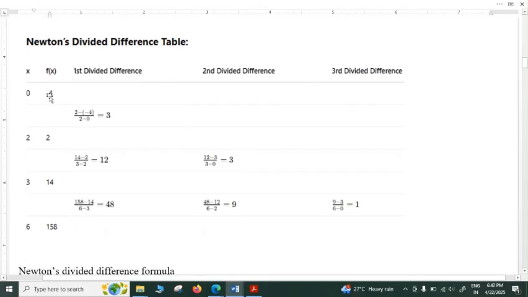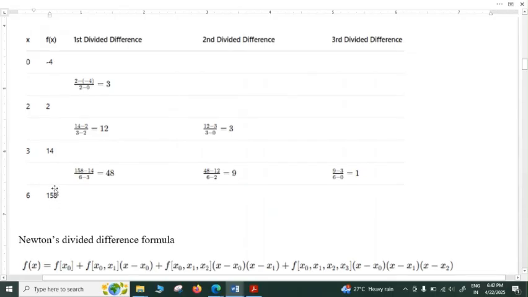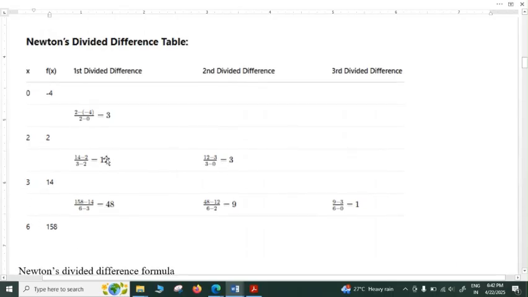Look here carefully, students. I will take not only the differences of the f of x, but divided by also the difference in the intervals. So let us start with 2 minus of minus 4 divided by 2 minus 0, which is equal to 3. Here 14 minus 2 divided by 3 minus 2, which is equal to 12. Similarly 158 minus 14 divided by 6 minus 3 is 48. In the next case we'll take 12 minus 3 divided by the interval 3 minus 0, which is equal to 3. Similarly you take 48 minus 12 divided by 6 minus 2, which is equal to 9.